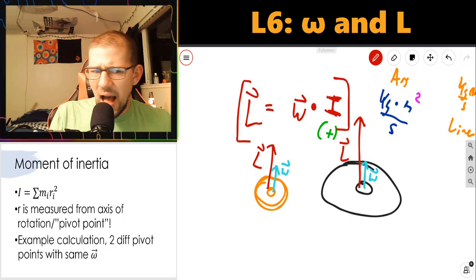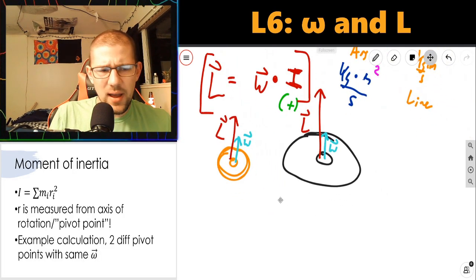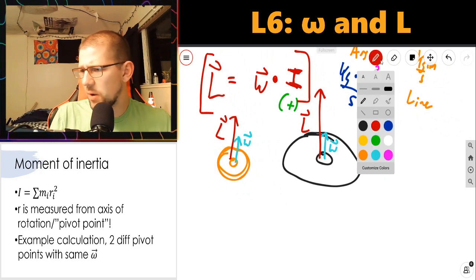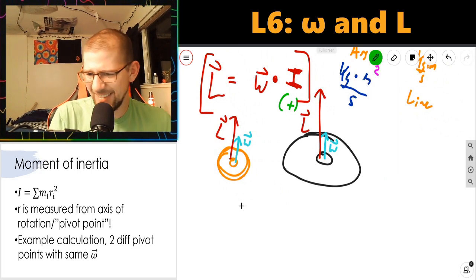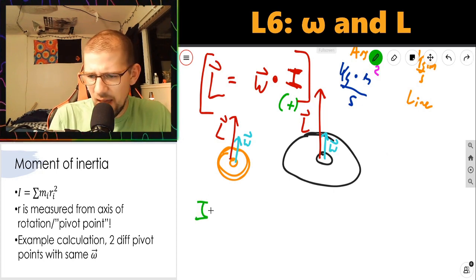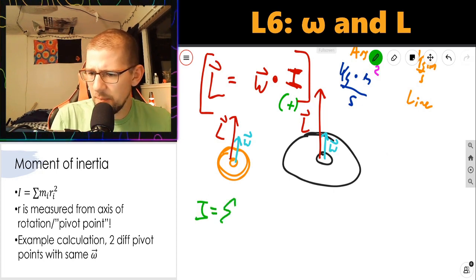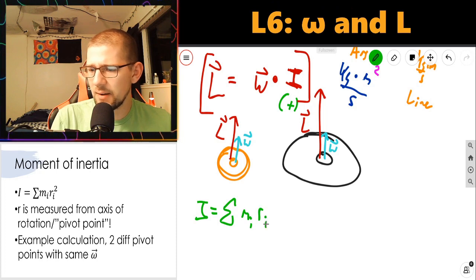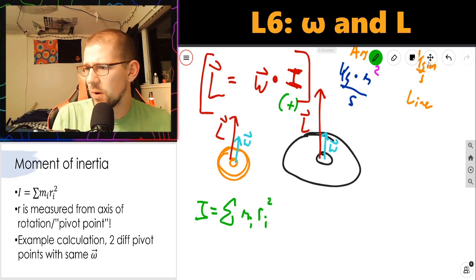So the moment of inertia I is formally defined by this obnoxious little equation. Here it is. So I, it's not a vector. I is the sum of all the little spots that are massive, all the masses, times the displacement vector magnitude to that position squared. Yuck. So what does this mean?